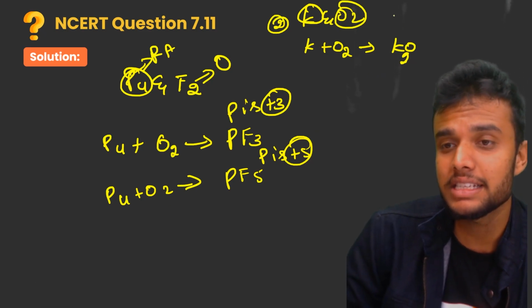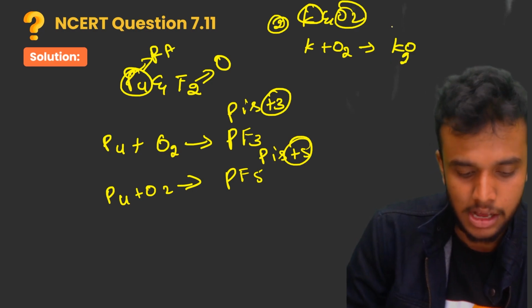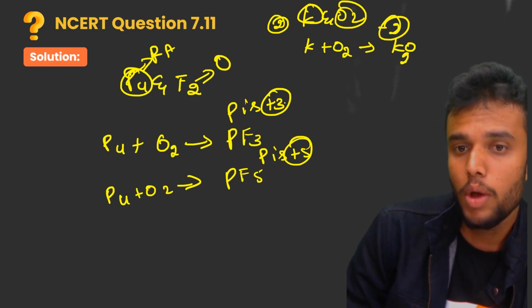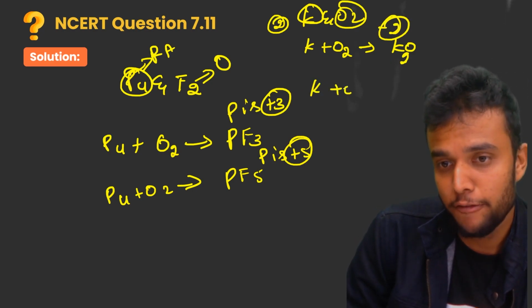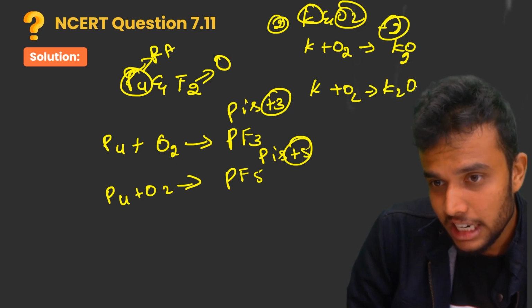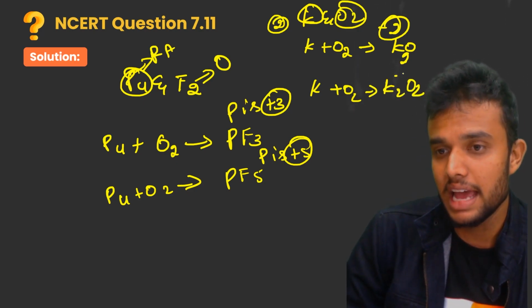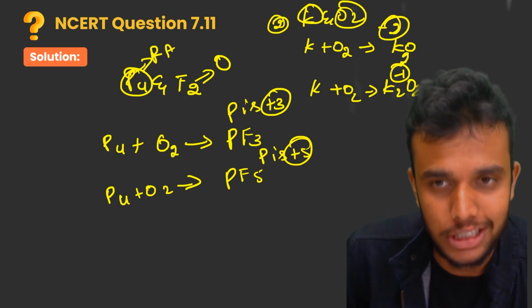Here what is the oxidation number of oxygen? -2. Whenever oxygen is in excess, it forms K2O2, potassium peroxide. Here in this case, the oxidation number of oxygen is -1.